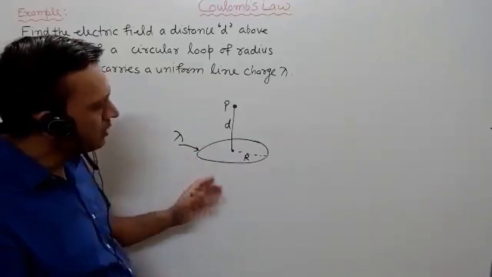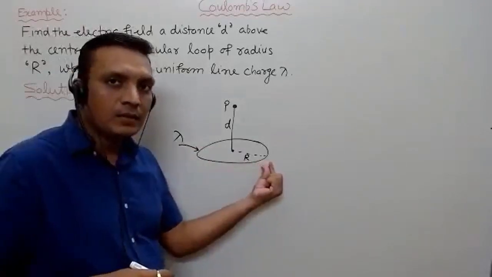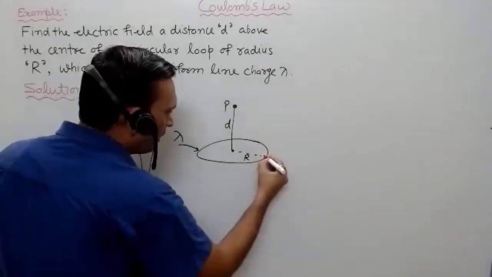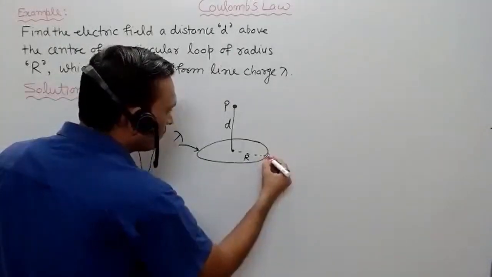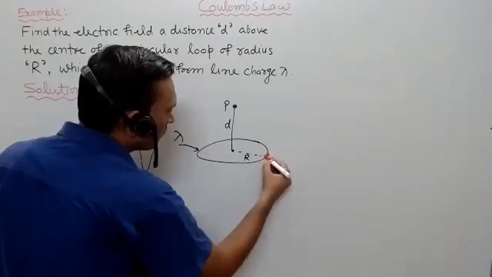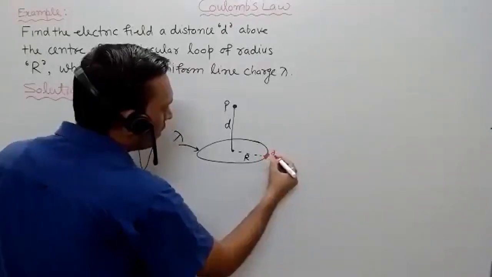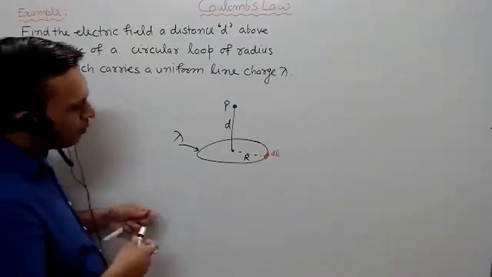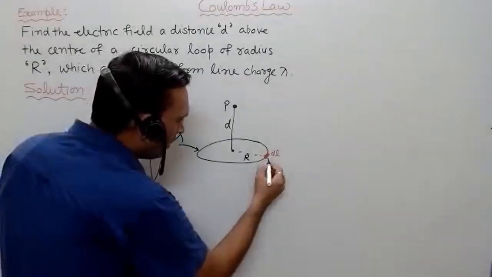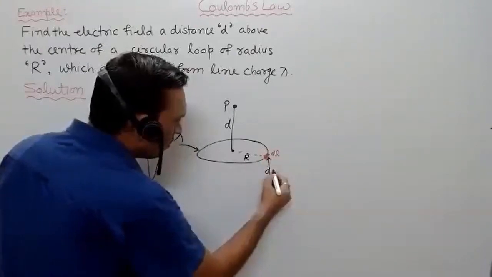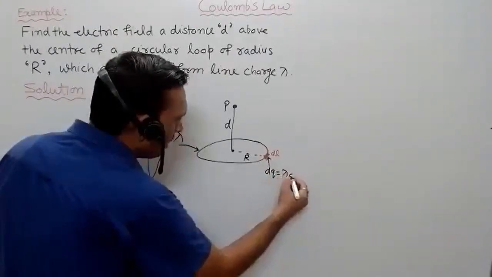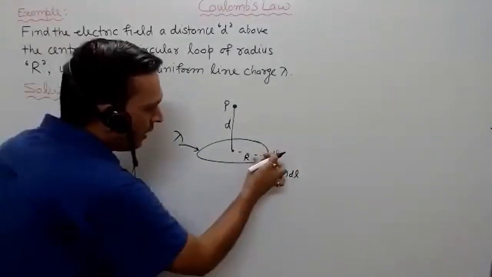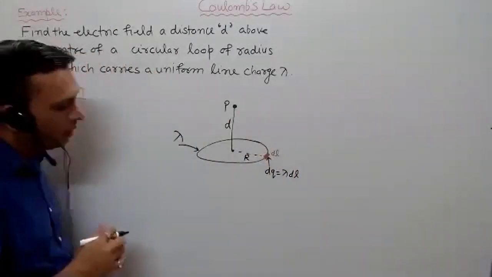So you have to first consider an elemental length over this ring. Let us consider this elemental length. Let us assume this length is dl. So what will be the charge in this elemental length? Charge dq will be lambda dl. This is the charge in the elemental length dl.